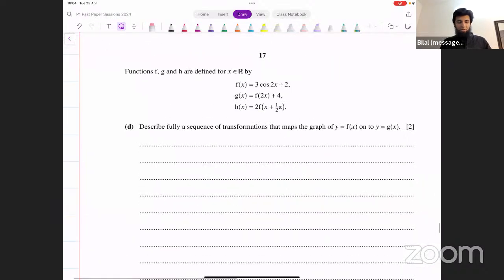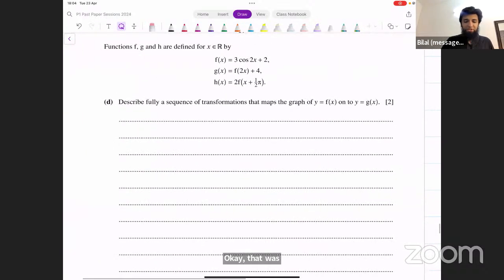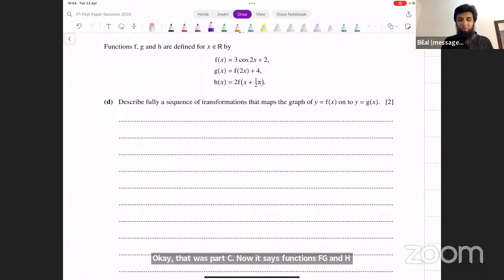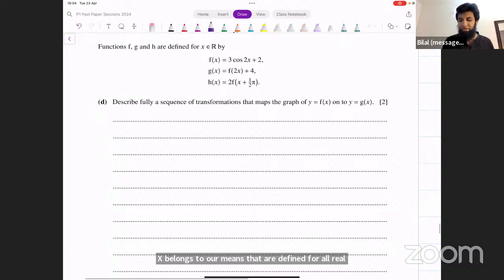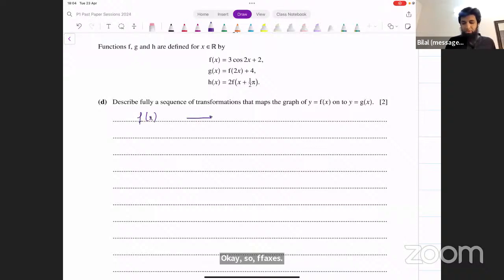Okay, that was part C. Now it says functions f, g, and h are defined for all real values of x. X belongs to R means they are defined for all real values of x. Describe fully a sequence of transformations that maps the graph of y equals f of x onto y equals g of x. So f of x is going to f of 2x plus 4.